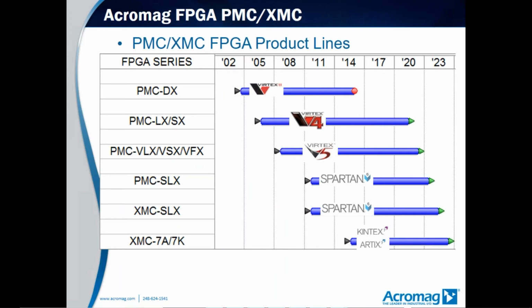I'm going to give you a brief overview of some of the Acromag FPGAs that we support in both PMC and XMC form factor. We started in the FPGA business back in 2002 with the Virtex 2. That has gone end of life, but from this chart you can see that we still support Virtex 4s, Virtex 5s, Spartan 6s, and the Kintex 7 and the Artix 7, and we will continue to support these FPGA boards far into the future.